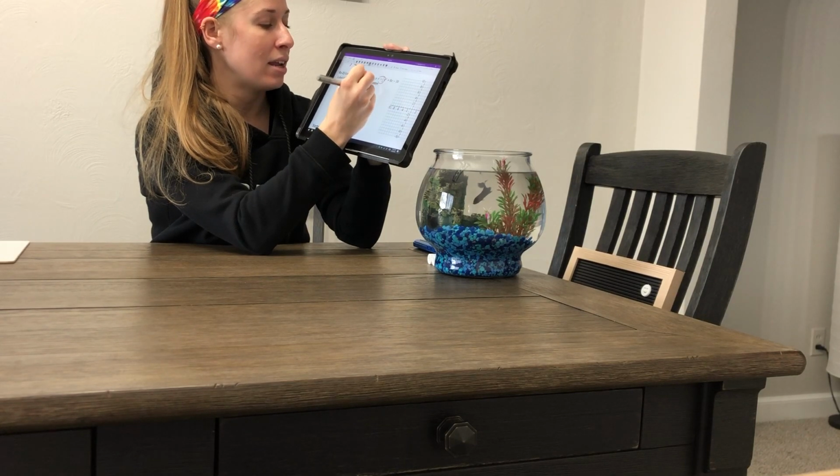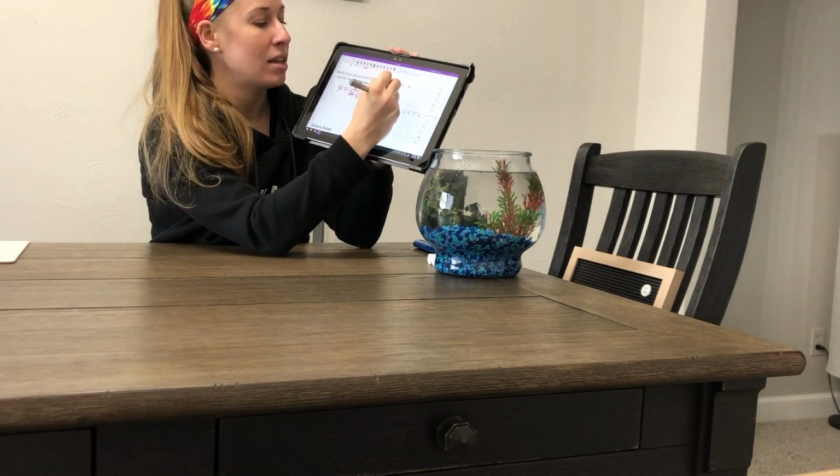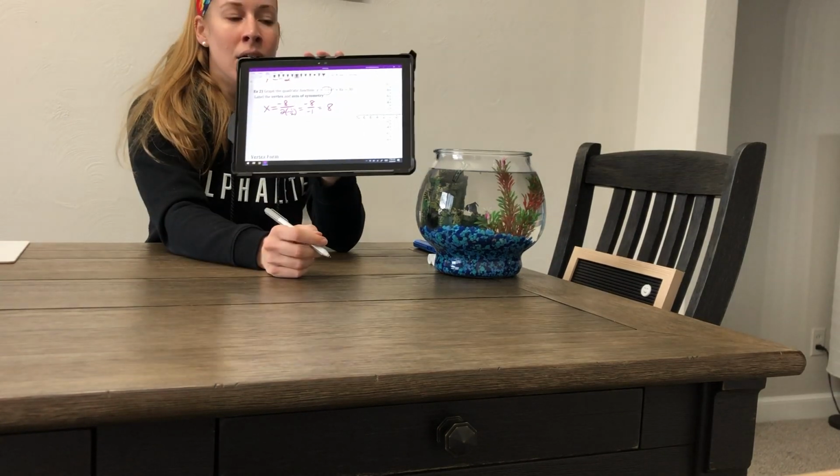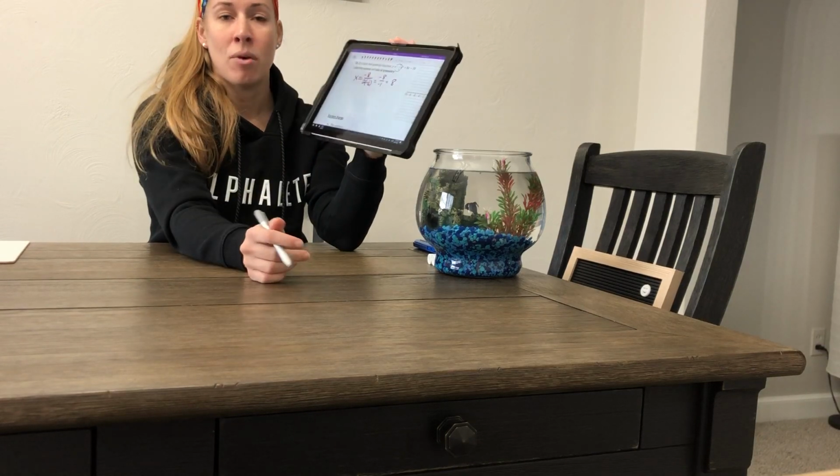Simplify, negative 8 divided by negative 1. A negative divided by a negative is positive. So we have positive 8. Next, how do you find the y value?